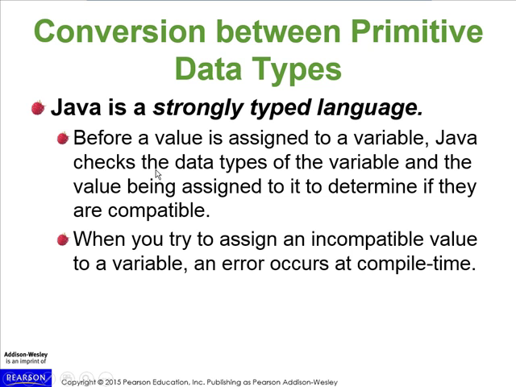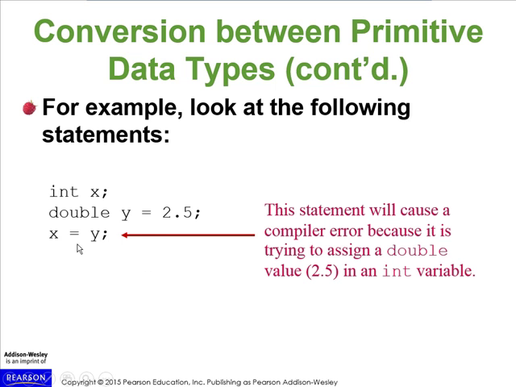Java is strongly typed, so if you say something's an int, you must put a whole number in it. Right here it says this will cause an error. Why? Because we're trying to take the value of a double and assign it to an int. You already know how to fix that. If you said int x equals parentheses int parentheses y, that would take the number 2 and assign it to x by casting.